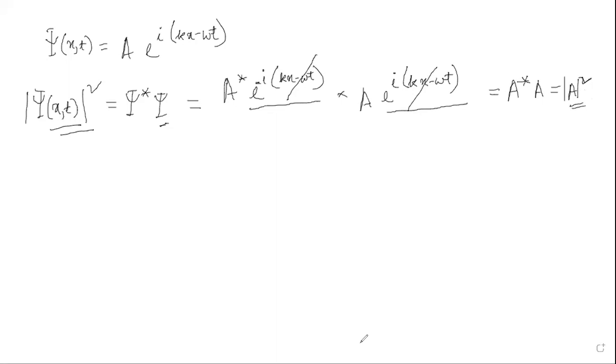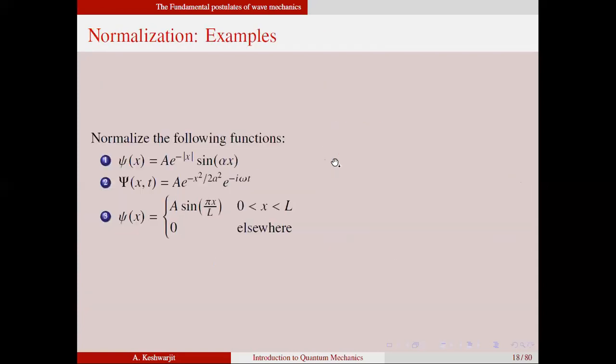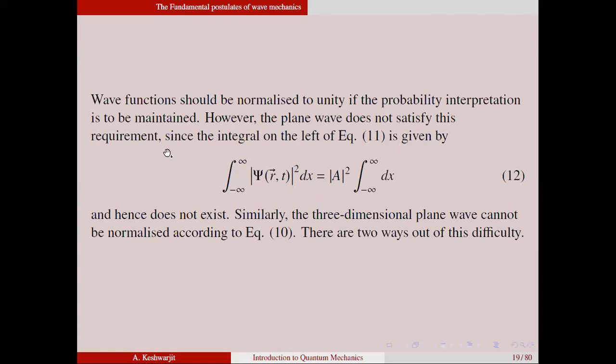So let me come back to my slide. So for a plane wave in one dimension, this modulus psi square dx is equal to simply modulus A square dx. This modulus of A square is a constant, so I can take it outside the integral sign, and what remains is only dx, integration from minus infinity to plus infinity.